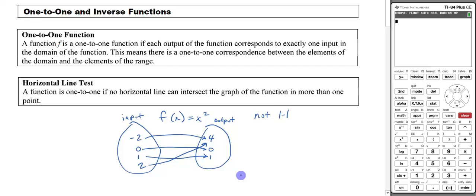We can use the horizontal line test for this. Now, the vertical line test was used to see if a relation, a graph, is a function, and the horizontal line test further tests if that function is one-to-one. If it is one-to-one, no horizontal line can intersect the graph of the function in more than one point.